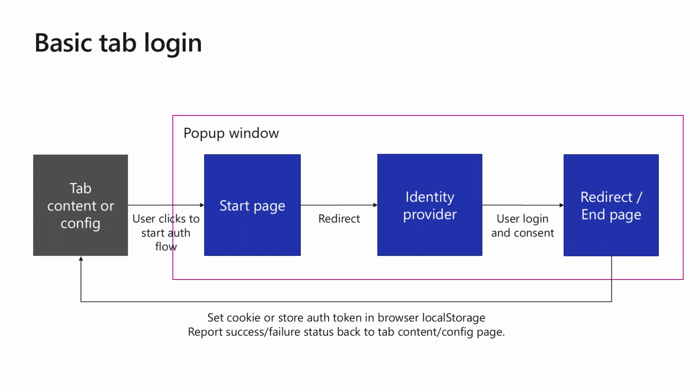That pop-up, just like with the overview, will first open a page on a domain you own. That page will then redirect to the identity provider, which will then, upon authentication, redirect back to a page on your domain that you own so that you can use the JavaScript SDK to notify Teams of success or failure. Specifically for the tab flow, that success or failure should get the end page to either set a cookie or store the token and information in the local storage so that your content or config page can use it for later processing. So let's see what this would look like in a real-world situation.